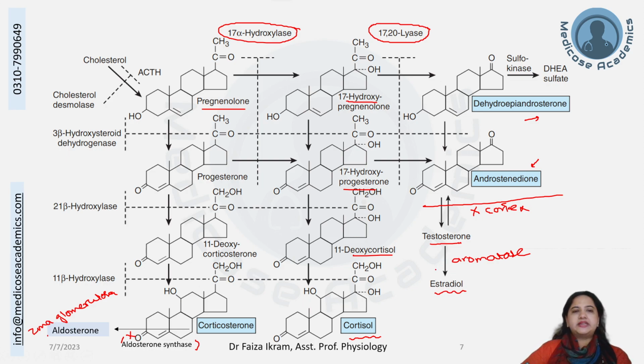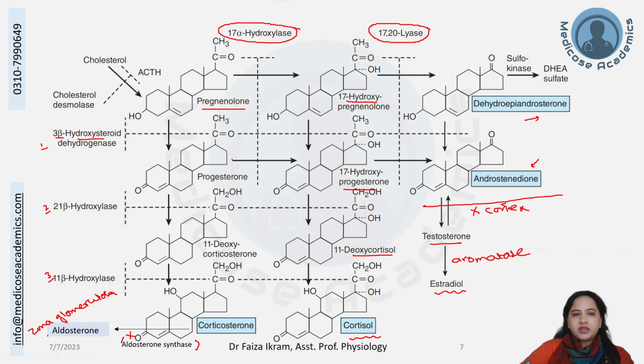Let's have a look at the enzymes. 17 alpha hydroxylase and 17-20 lyase shift the reactions rightwards. From upward to downward, which enzymes are involved? Let's have a look. Number 1, a dehydrogenase enzyme, 3-beta hydroxysteroid dehydrogenase. Number 2, another hydroxylase, 21-beta hydroxylase. And lastly, 11-beta hydroxylase. So, dehydrogenase, hydroxylase, this is also hydroxylase and this is lyase.